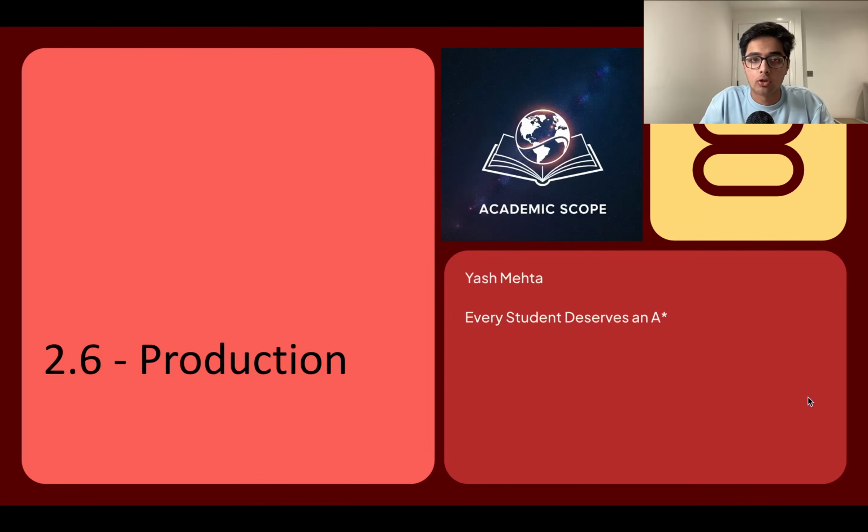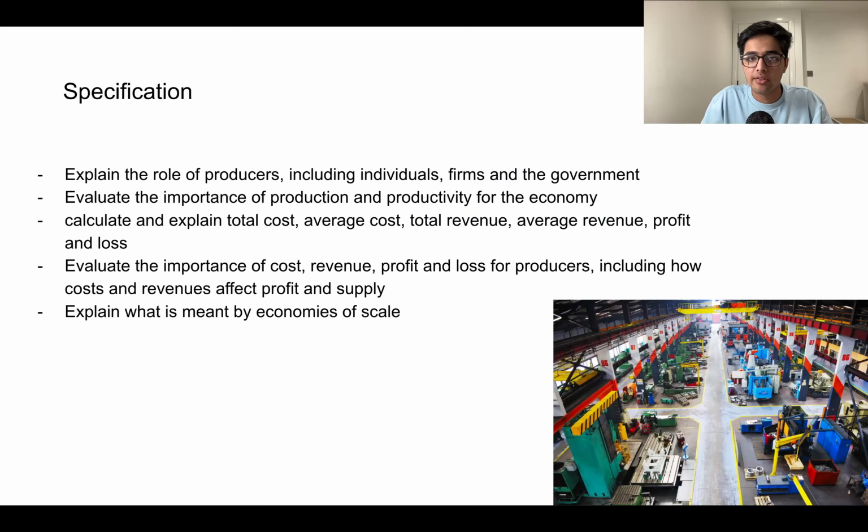Today we're covering topic 2.6 production in GCSE economics. This is what the specification requires you to know. You must be able to explain the role of producers, including individuals, firms and the government. Evaluate the importance of production and productivity for the economy.